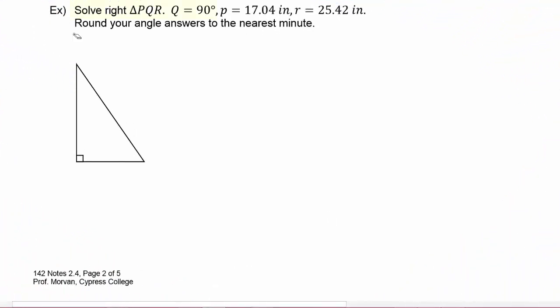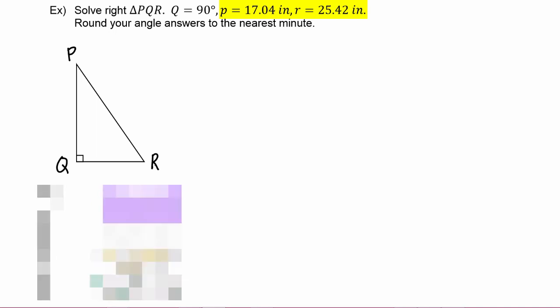In this next example, we have to solve right triangle PQR, where Q is the 90-degree angle. So let's go ahead and label Q is the right angle, and the P and the R could go either place, so maybe we'll put letter P here and we'll put letter R here. Now we're ready to label the rest of the information and then solve for all the missing sides and angles.